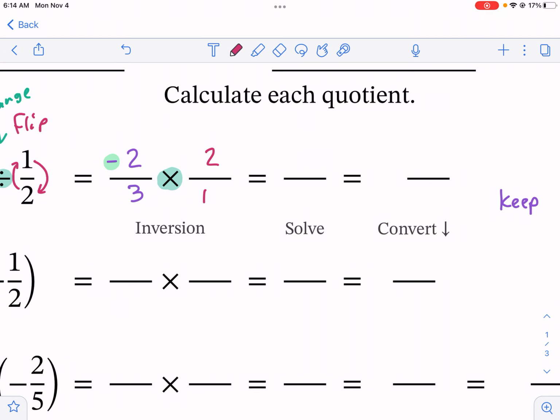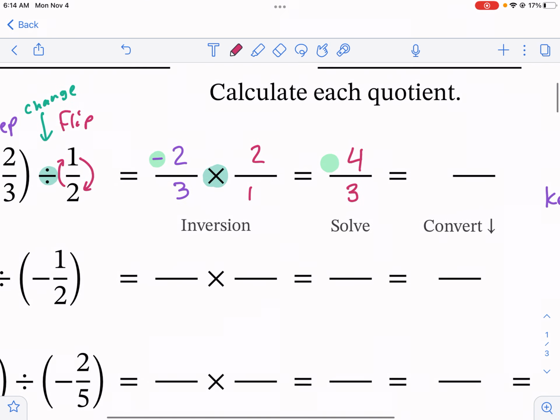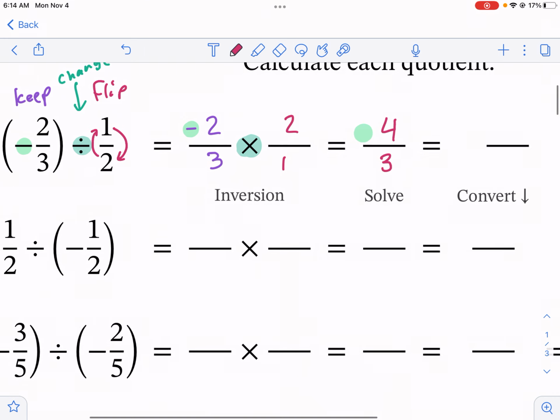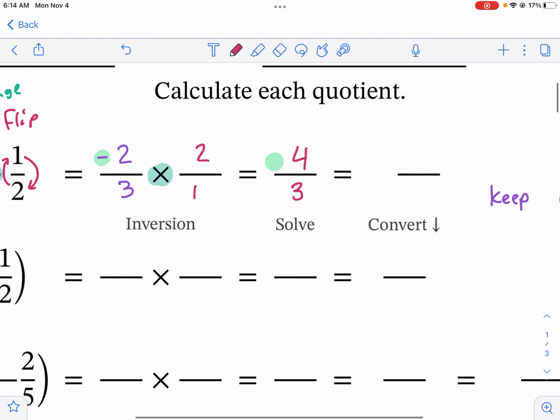So we have 2 times 2. That's going to give me 4. I'm going to put a placeholder here, because I told you I was going to ignore that negative sign. And then I have 3 times 1, and that gives me 3. So, what do I have so far? Well, I have 2 times 2, 4 in the top, and in the bottom I have 3 times 1, that's 3.